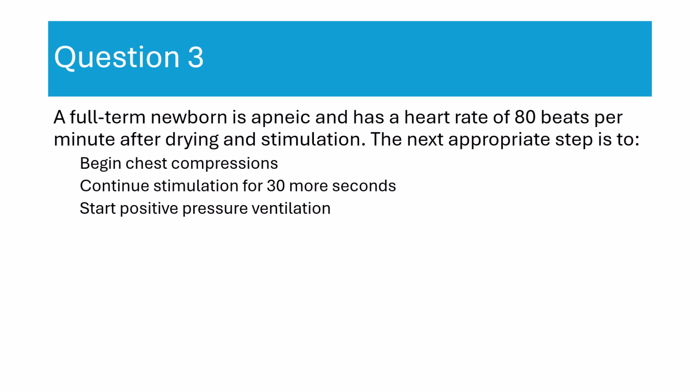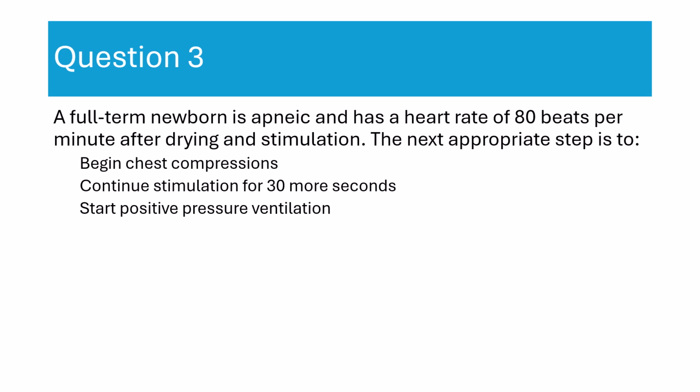A full-term newborn is apneic and has a heart rate of 80 beats per minute after drying and stimulation. The next appropriate step is to: begin chest compressions, continue stimulation for 30 more seconds, or start positive pressure ventilation. The correct choice is start positive pressure ventilation.